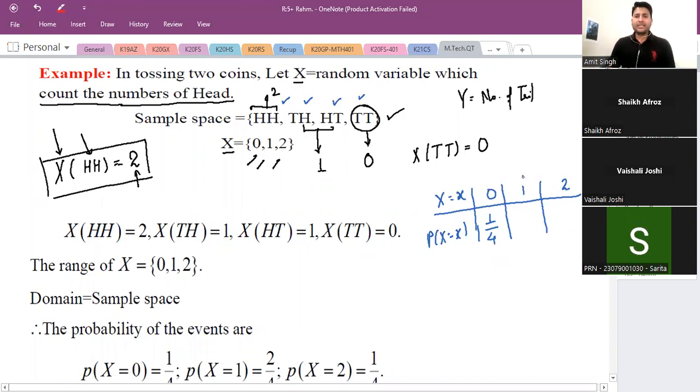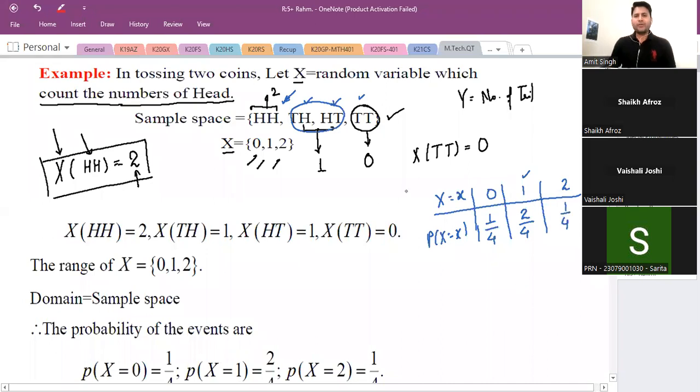In the same manner, if I am interested in the probability when the random variable X takes the value 1, the second and third outcomes are favorable. So 2 favorable, sample space is 4, so 2 upon 4. That means the probability that the random variable takes the value 1 for this random experiment is 2 upon 4, which reduces to 1 upon 2. For the value 2, meaning 2 heads, only the first case is favorable, so 1 upon 4.